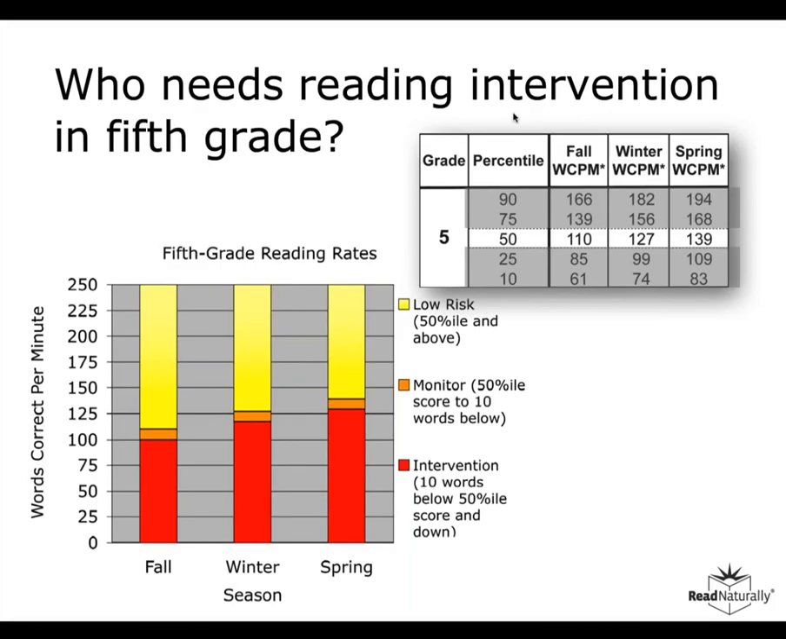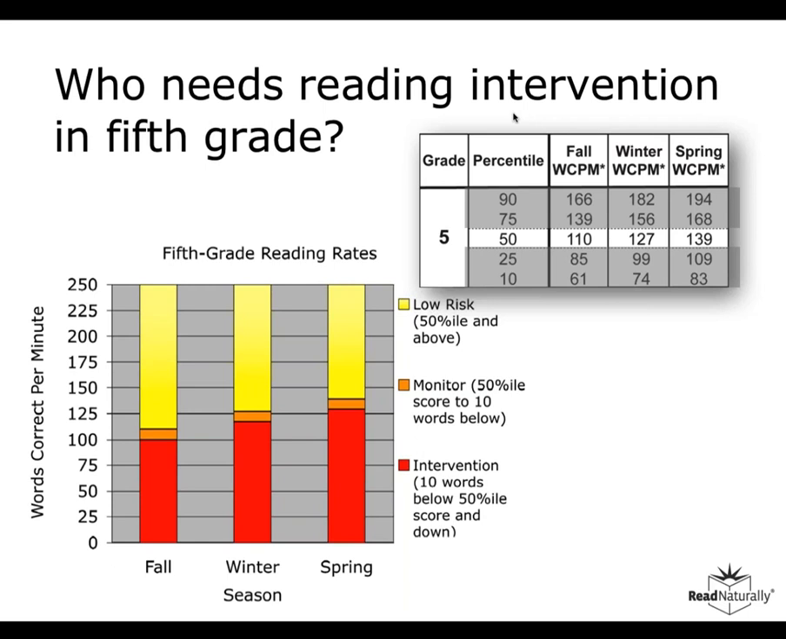So the first thing you're going to do when you first start using Read Live is to determine who needs a reading intervention. So we typically recommend students that are reading 10 words or more below the 50th percentile in our Hasbro Tindal table with national fluency norms are students that are going to be the prime candidates for Read Naturally Live. Students above the 50th percentile are low risk and do not need to spend time in Read Naturally. Students that are reading at that 50th percentile and not more than 10 words below can be monitored to determine if they move up or down from that.